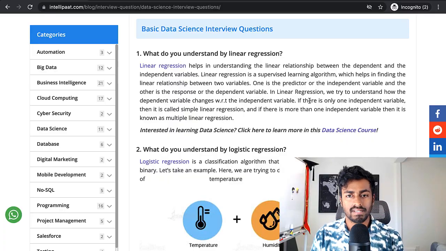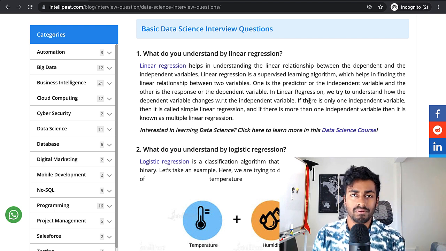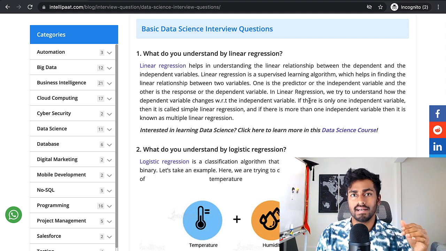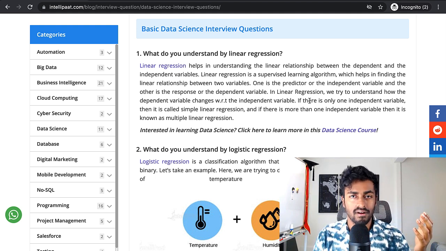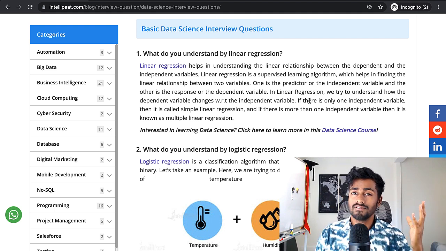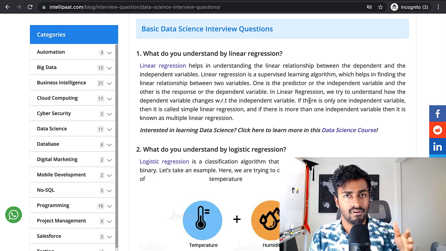All right, starting with some of the basic data science interview questions here is, what do you understand by linear regression, and what do you understand by logistic regression? For questions like these, they are extremely open-ended. And the way that I would typically deal with this is, just before you even start answering, try to ask the interviewer what they're actually looking for. Because if I am asked, what do I understand by linear regression? I understand a lot of things, but it might not be something that your interviewer is actually looking for.